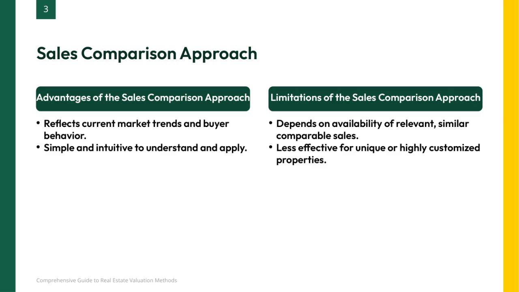However, there are limitations to keep in mind. This approach relies heavily on having access to relevant and similar comparable sales. Without those, it becomes challenging to make accurate comparisons. Additionally, it's less effective for unique or highly customized properties, where comparable sales are rare or non-existent. So while it's a useful method, its effectiveness can vary depending on the specific property and market conditions.